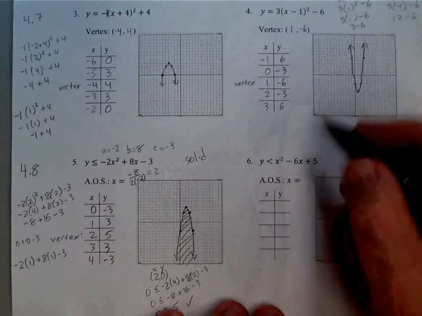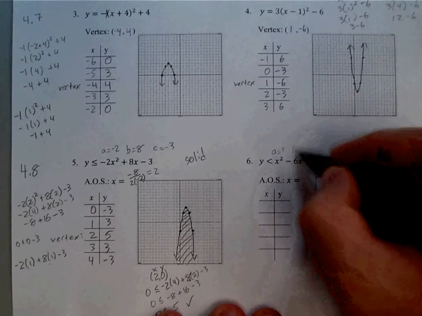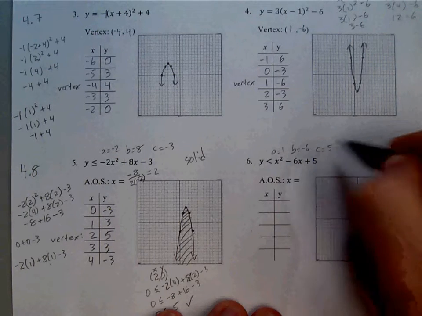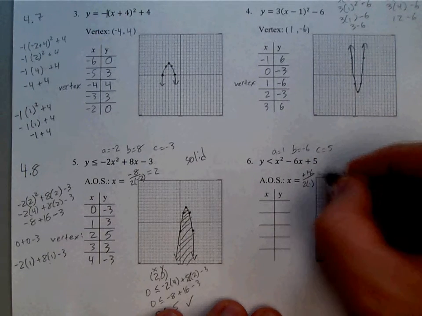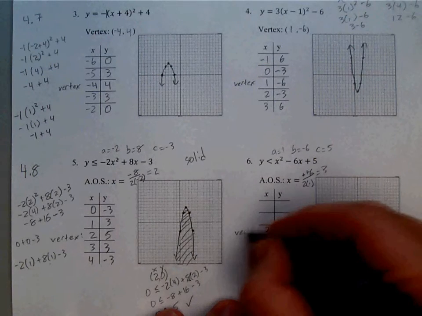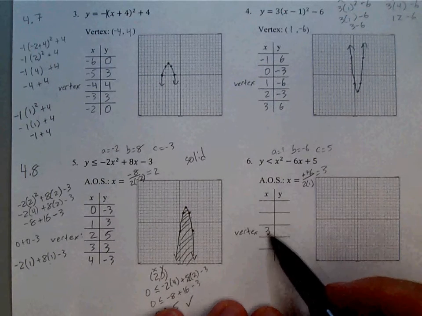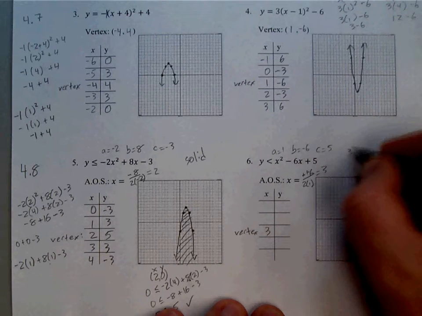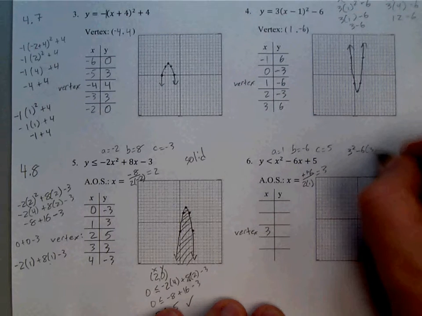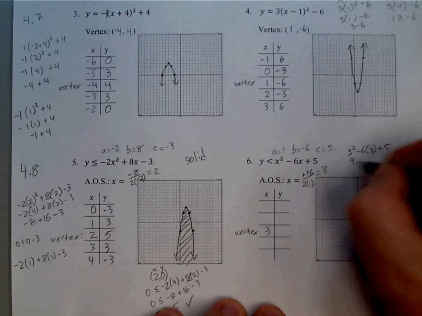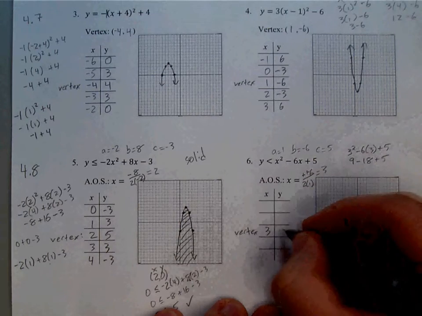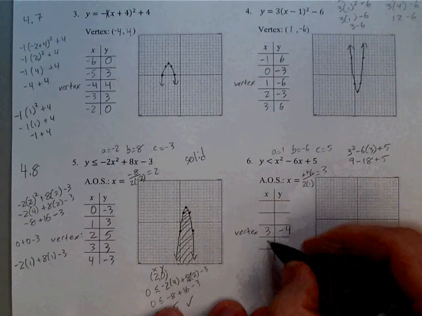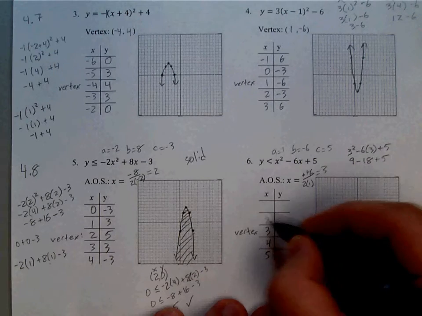Okay, number 6. A is 1, B is negative 6, and C is 5. Negative B, so negative negative 6 becomes positive 6 over 2 times 1. 6 over 2 is 3. 3 goes in the middle of the table. 3 squared minus 6 times 3 plus 5, that's 9 minus 18 plus 5. 9 minus 18 is negative 9, plus 5 is negative 4. So around 3, I'll use 4, 5, 2, 1.